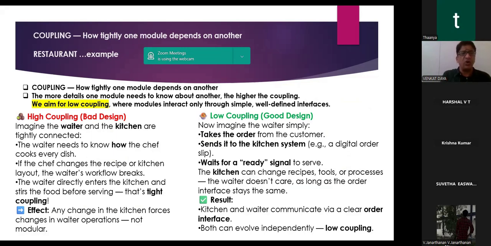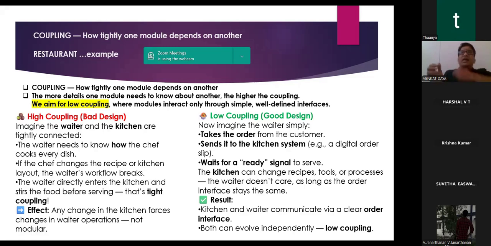The waiter needs to know how the chef cooks every dish. He wants to know everything. He goes there, checks, and comes back from the kitchen area. If the chef changes the recipe or the kitchen layout, the waiter workflow breaks, everything will break. The waiter directly enters the kitchen and looks at the food, does some mixing. So it's going to be tight coupling.